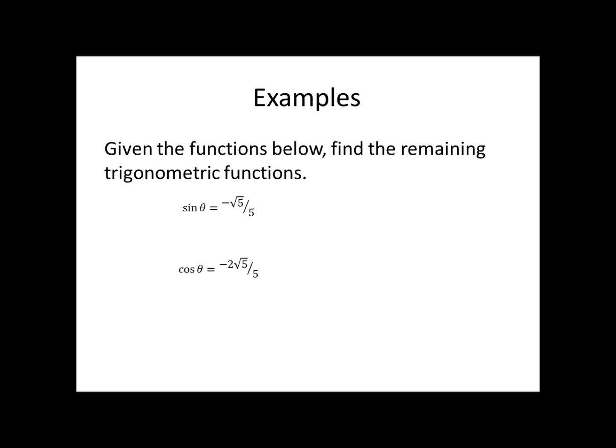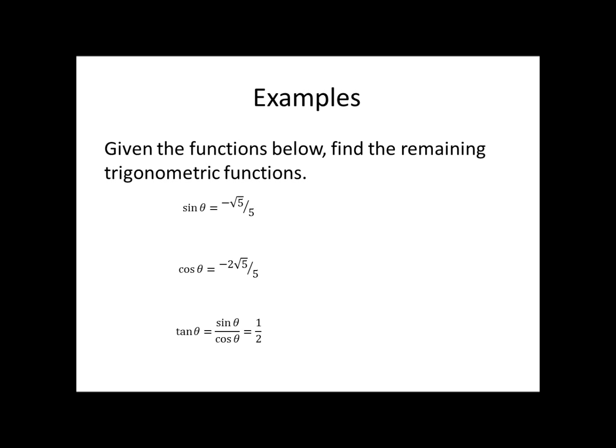Okay. Now, here's a big one. Sounds like a lot of work, but it's actually not that bad. The sine theta, they're telling us, is equal to negative square root of 5 over 5. The cosine theta is equal to negative 2 square root of 5 over 5. What they want us to do is find all of the other four trig functions. They want us to find the tangent, the cosecant, the secant, and the cotangent. And we can do this just by using our reciprocal and our quotient identities.